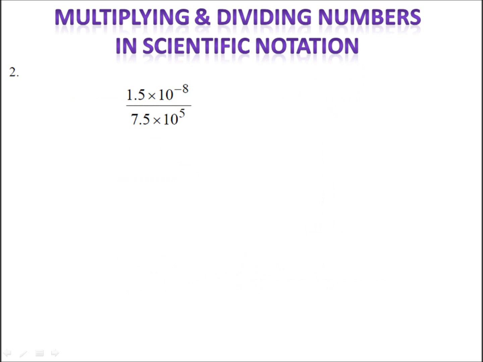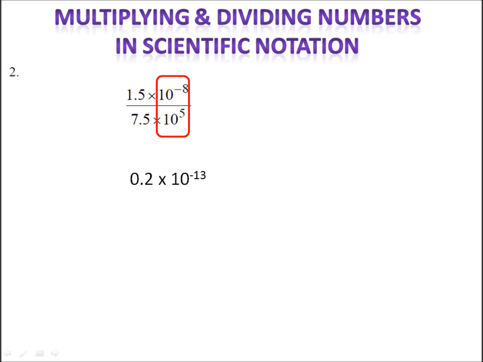Division is also very simple. We simply divide the decimals, 1.5 divided by 7.5. That gives us 0.2. Then we divide the powers of 10. When I divide, I subtract exponents. Negative 8 minus 5 is negative 13.